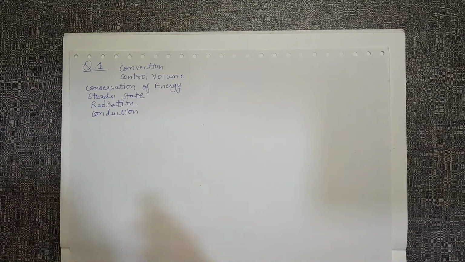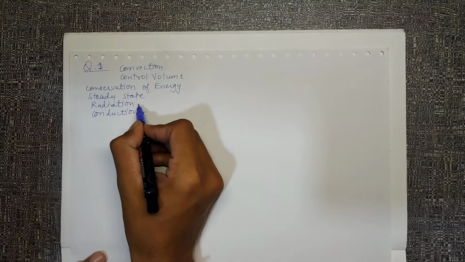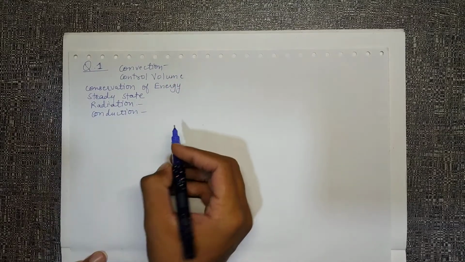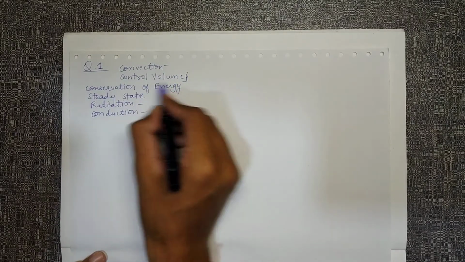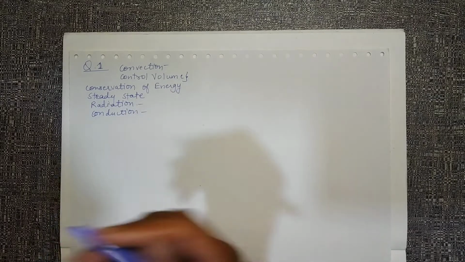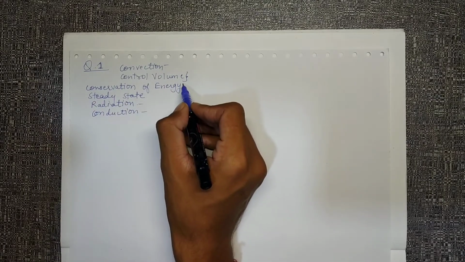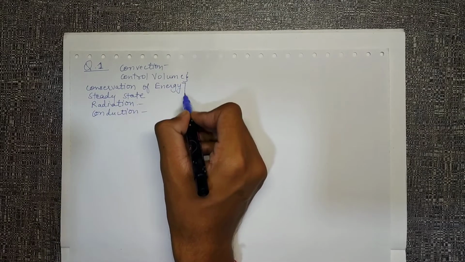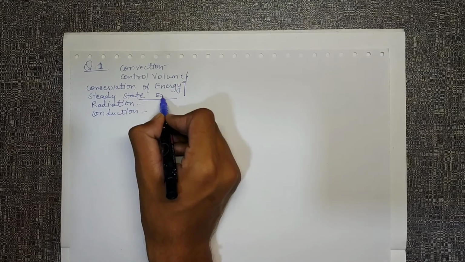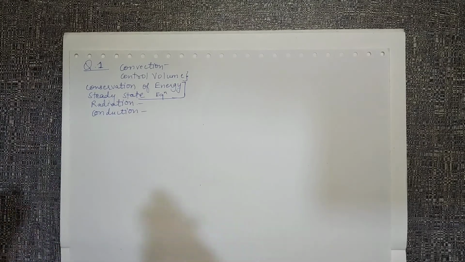So let's solve a question to clear the concepts related to conduction, radiation, convection, and then we'll also touch upon control volume. And when we are solving, we'll require the formula. So we'll also look at the conservation of energy and steady state equation. Okay, so there are a lot of things involved.